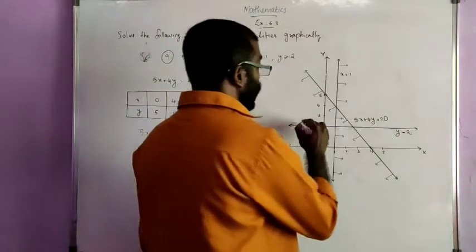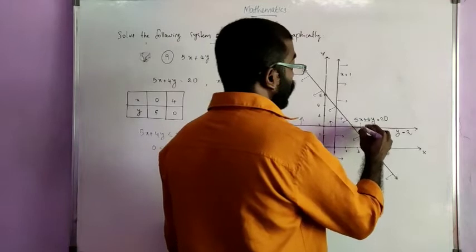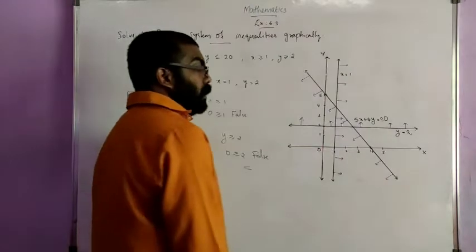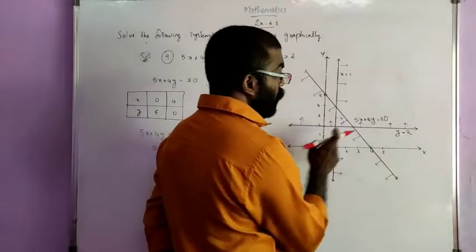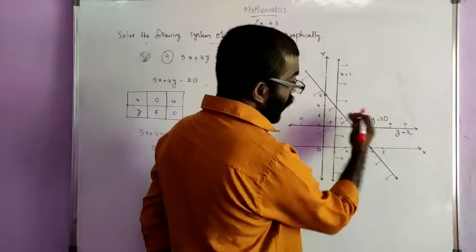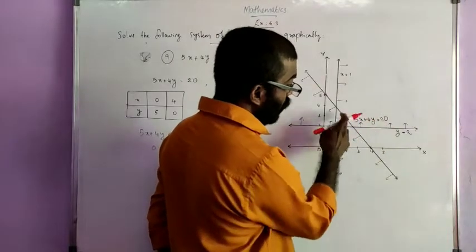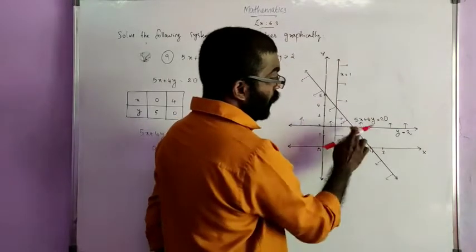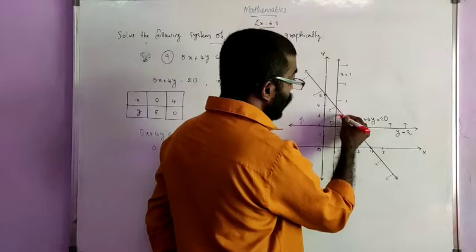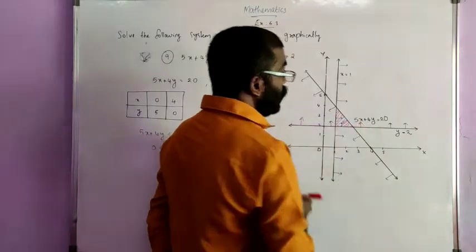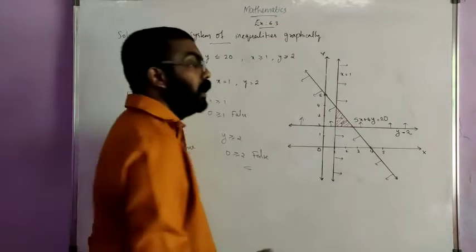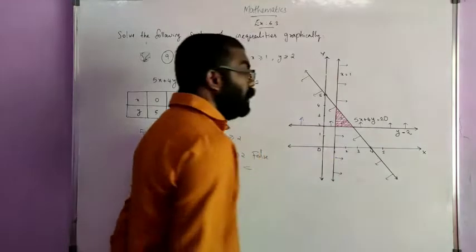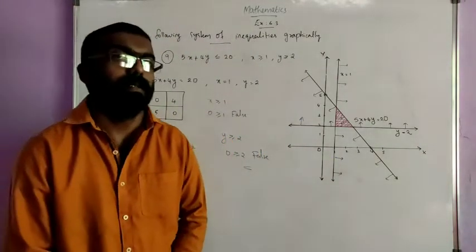Okay, so the upper part of the line y is equal to 2. Here we can easily identify the solution region, the common region. Lower part of the line 5x plus 4y equal to 20, this line, lower part. Right part of the line x equal to 1, upper part of the line y equal to 2. So this small triangular region will be the solution region. Okay, so this region is the solution of the system of linear inequalities. Understood?